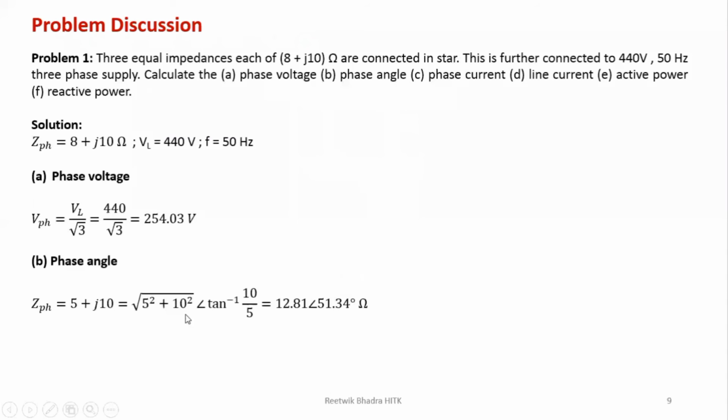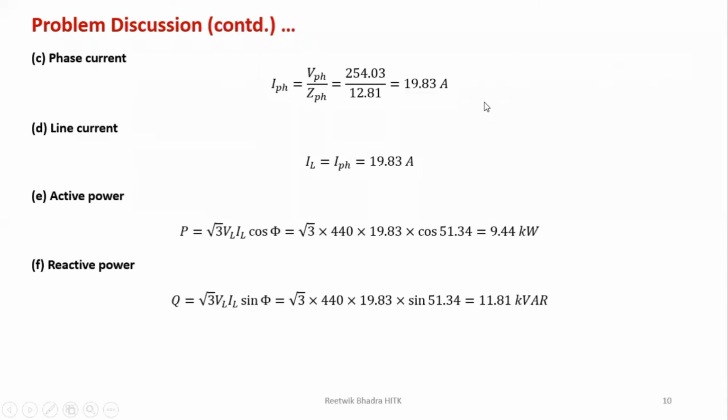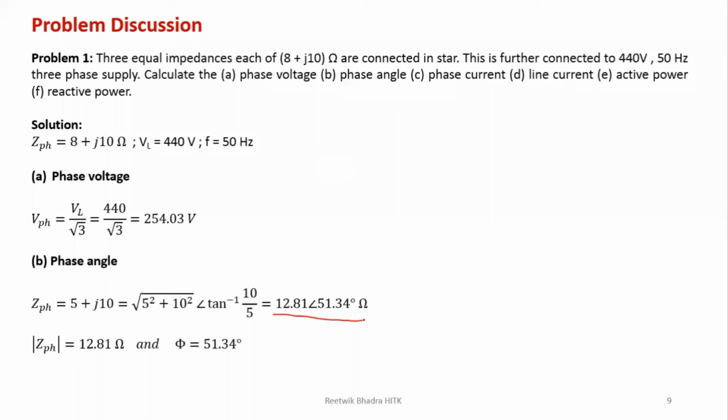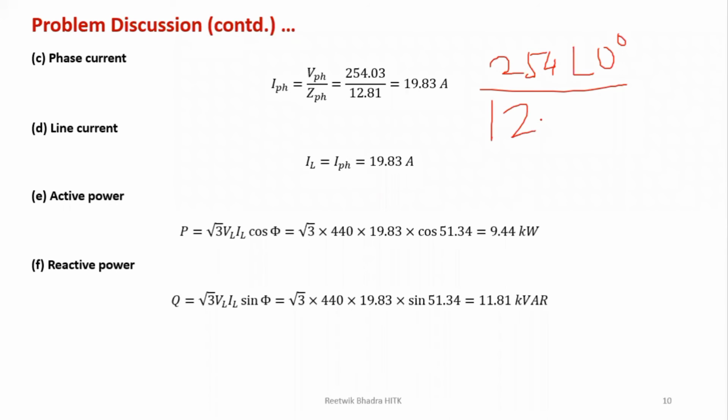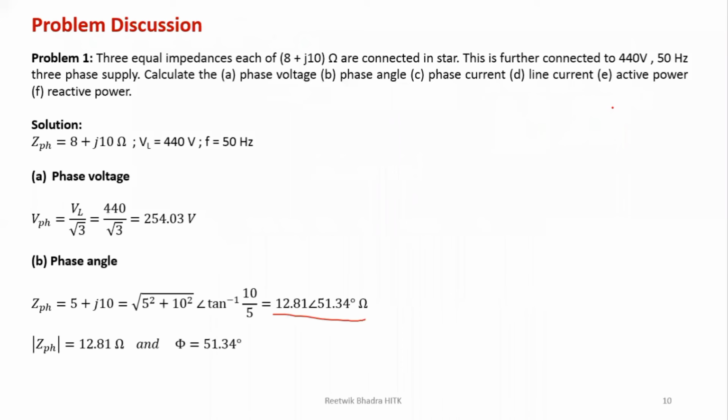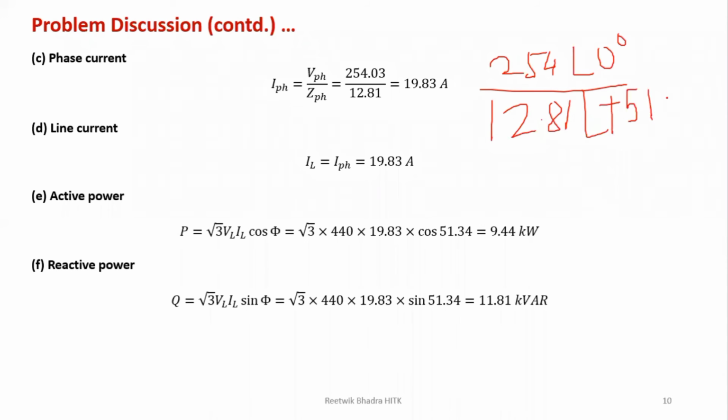I'll just show you. This is 254, the directly given phase voltage. No phase angle is given, so I write 254 at an angle of 0 degrees. And my Z was 12.81 at an angle of 51.34 degrees.